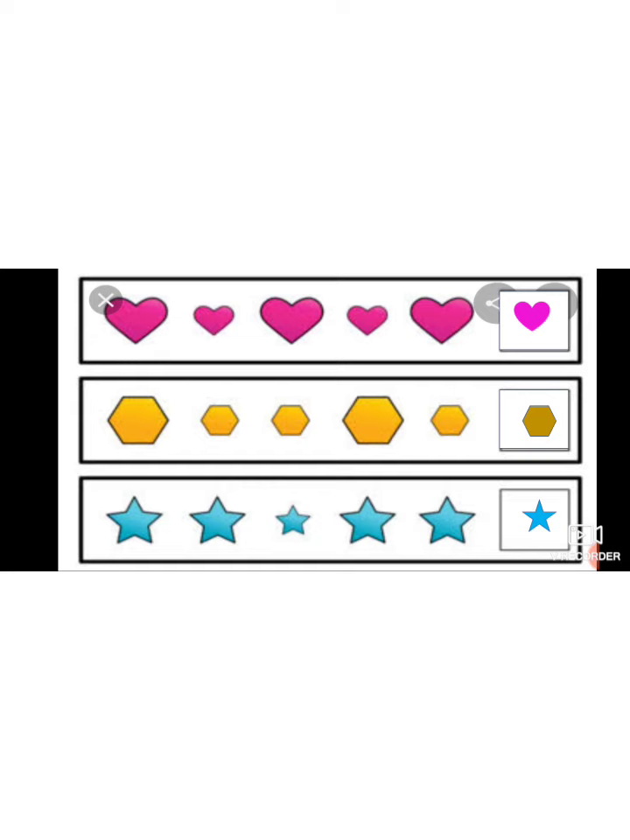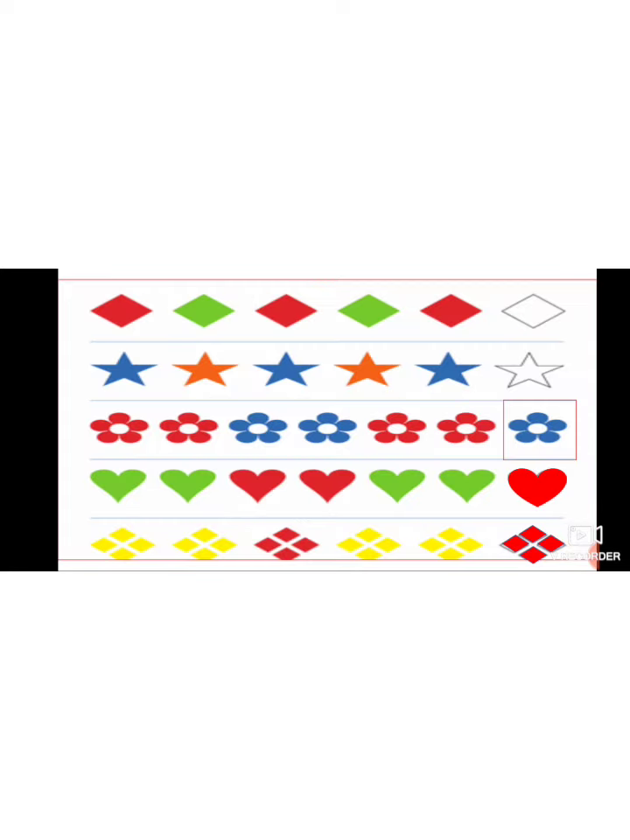Now look at the stars in the next one. Blue, all blue stars, and two big stars, one small star. Two big stars, one small star. All right. Now look at the next one.